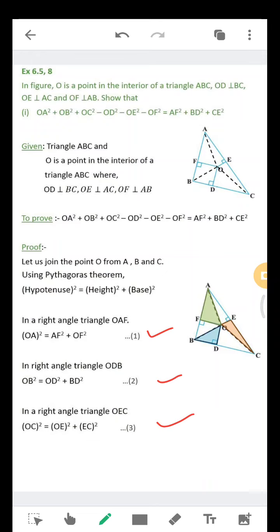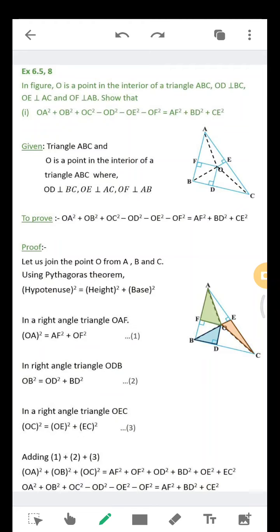Now how to get this step out of these 3 equations? That's the question now. So I can add these 3 equations, because we have OA square plus OB square plus OC square. So I get that step by adding OA square, OB square plus OC square. So let's add all these 3 equations. So by adding, on the left hand side I get OA square plus OB square plus OC square, and on the right hand side I get these steps. You can clearly have a look here.